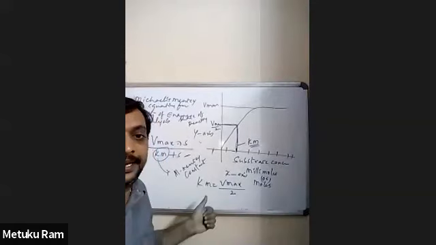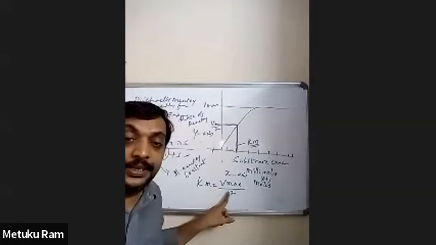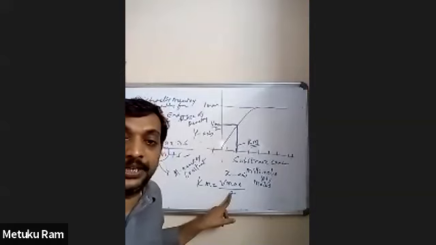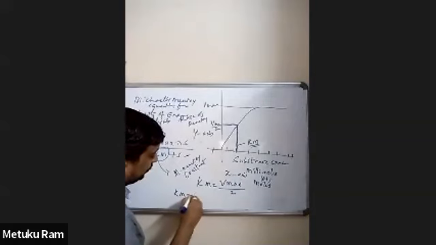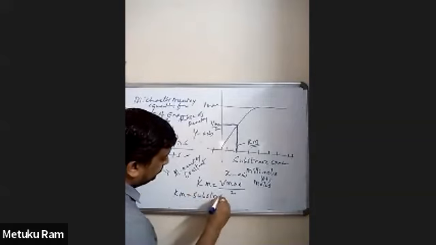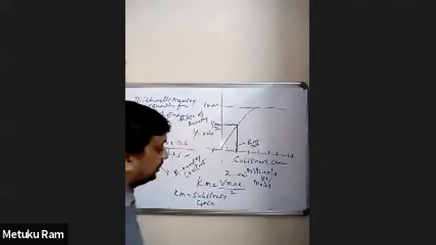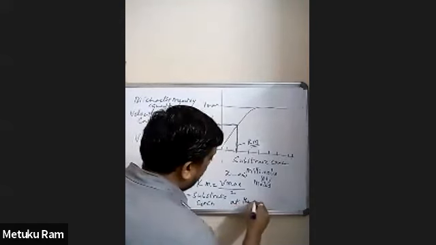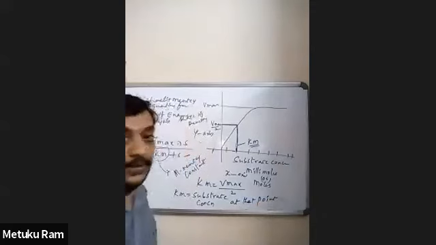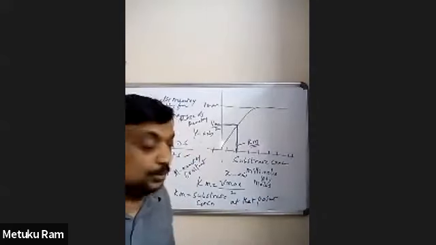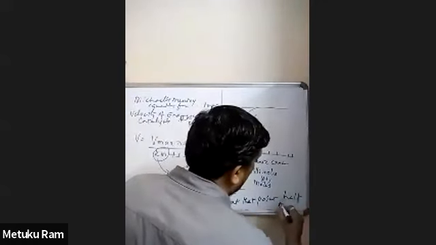Km is equal to the substrate concentration at which the velocity of the enzyme catalyzed reaction is equal to half maximum. So right here, Km is equal to the substrate concentration at that point, where the velocity of the reaction is half of the maximum.